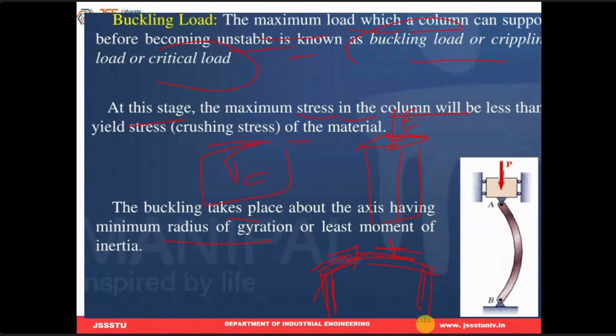Now here we are talking about crushing stress. Crushing stress means whenever a load is applied on the column, obviously stress will be developed. At a particular stage, the stress goes to maximum, and when it reaches that maximum stress, immediately it is going to collapse or crush, because concrete is brittle in nature. Suddenly it will collapse, right? That is called crushing stress. Crushing stress is the critical stress.